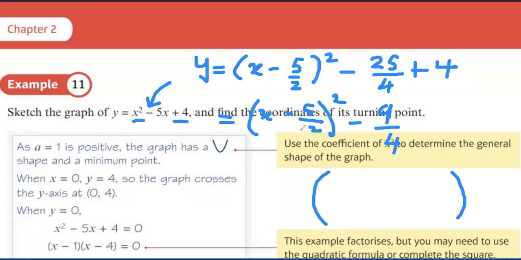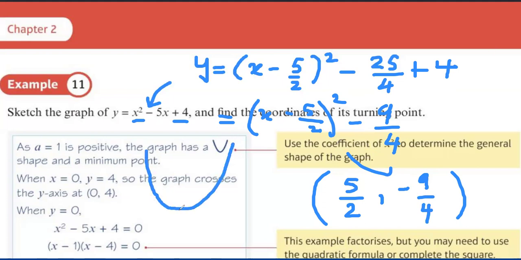Then we can write the turning point. What is the turning point? The x value is 5 over 2. If we substitute 5 over 2, all things squared equals 0. Then the y value is minus 9 over 4. x square is positive, which means it has a minimum value. That minimum value equals like this. Then you can draw that graph using the turning point. Very easy.